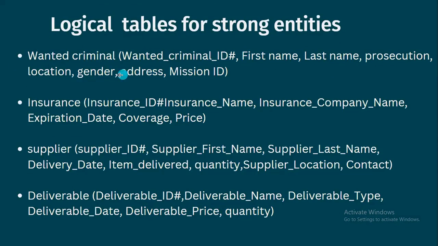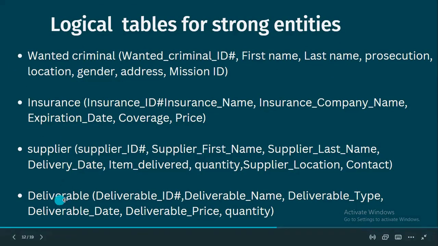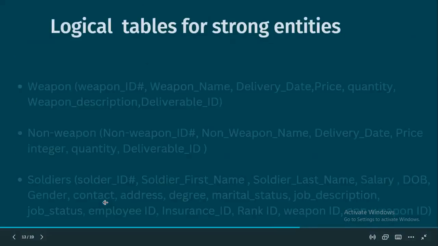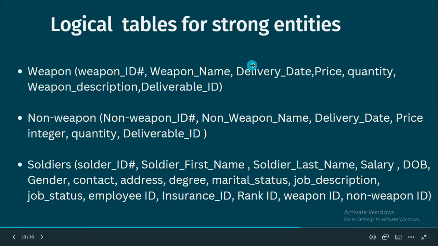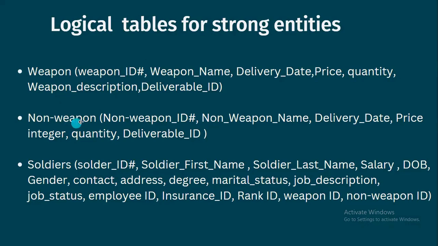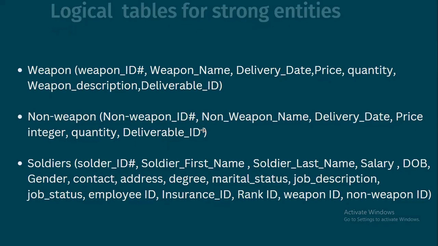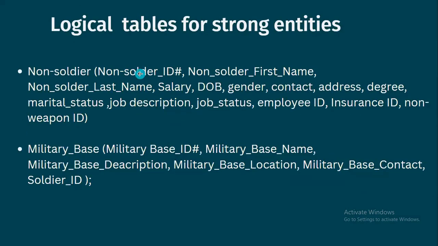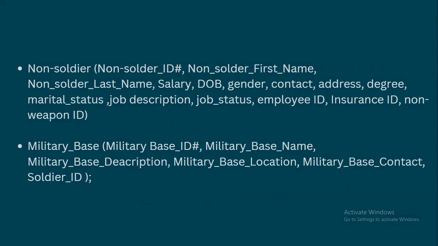Next, I also have wanted criminals, insurance, supplier, deliverable. I also have logical tables for weapon, non-weapon, soldiers. You can see I have my primary keys and non-primary keys and other entities. You can also see I have a logical table for non-soldier and military base so that I'll be able to know the other military base that I can transfer soldiers to.